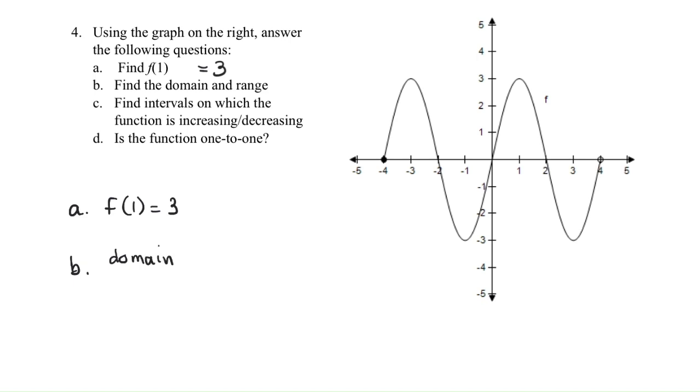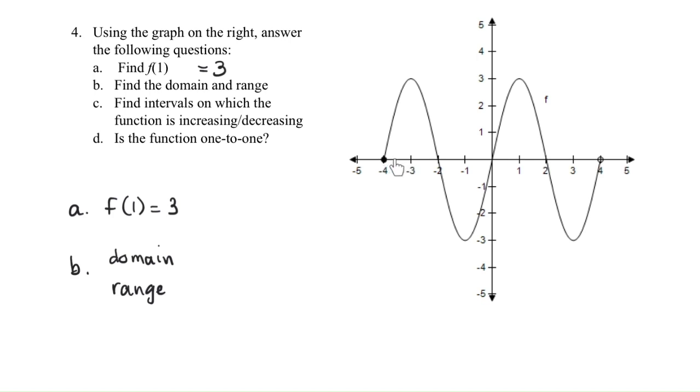Okay, for part B, domain and range, the domain is the set of all possible x values or input. So we're looking on the x-axis. Anything that's less than -4 is not going to be in the domain because there are no pieces of the graph to the left of -4. So -4 is the first input, or the lowest value input, that produces an output. So -4 is in the domain.